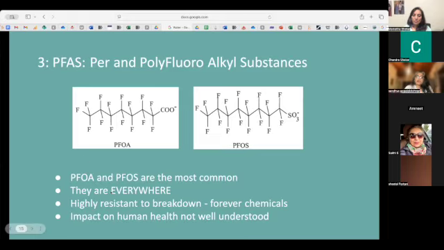So PFOA and PFOS are most common, and PFAS, I'm finding out, are literally everywhere. Okay, so were any of you aware that there's dental floss which can have PFAS?